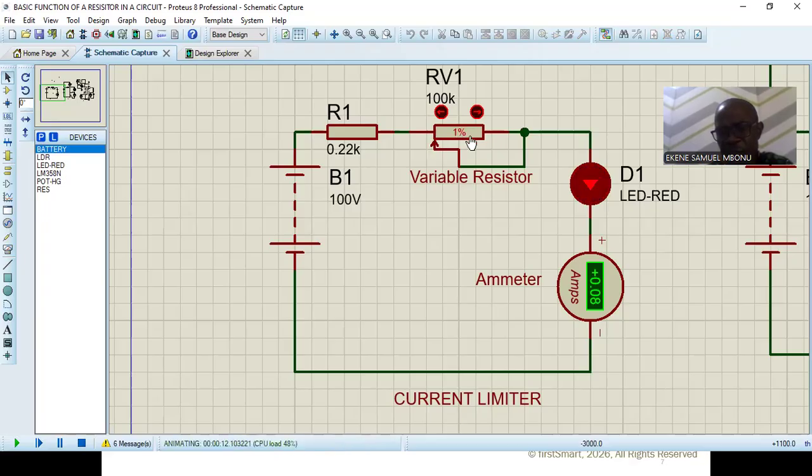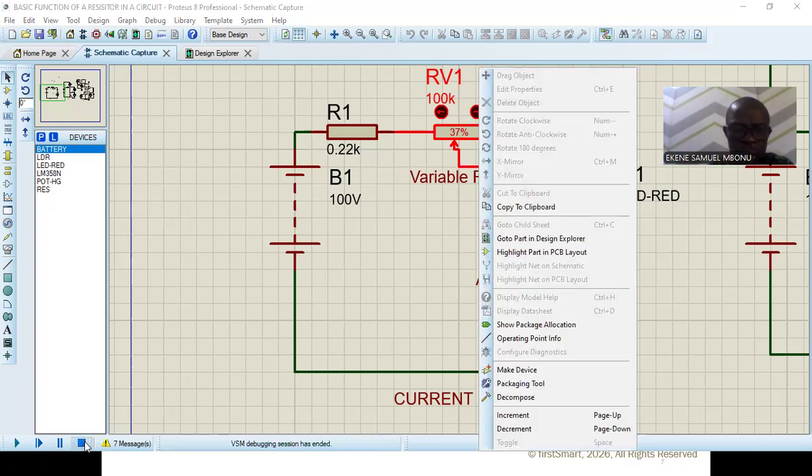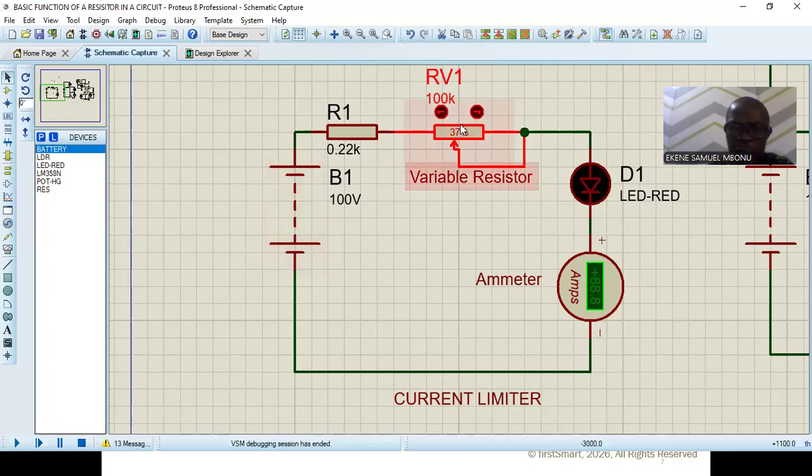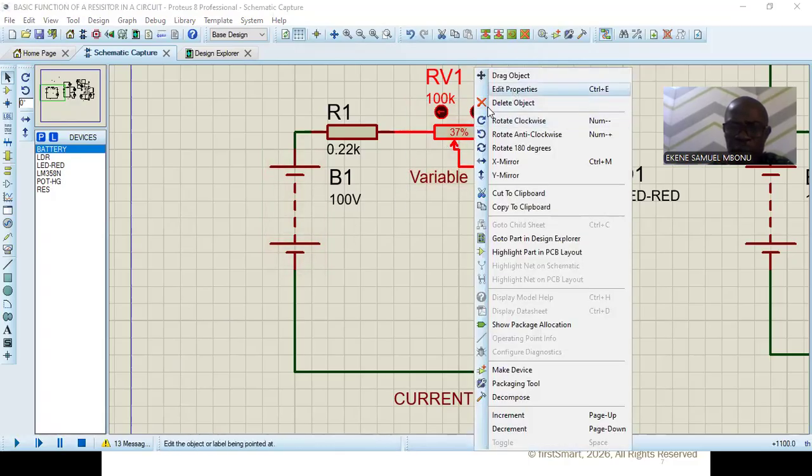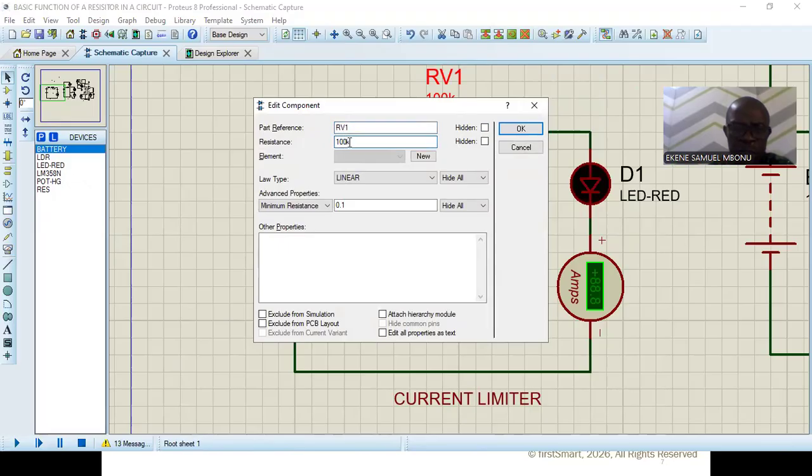This is the only time it flows, but at this time, even the LED is no longer on, simply because I increased the value of this resistor. If I should reduce it, say to 0.1, that should be about 100 ohms.